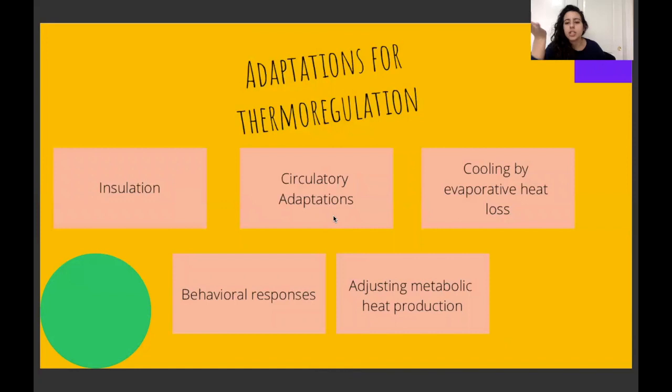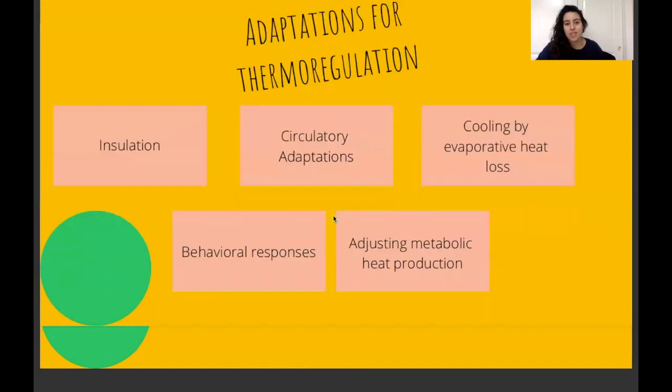Circulatory adaptations, cooling by evaporative heat loss. For those of you that sweat a lot, myself included, that's a form of cooling. Behavioral responses, adjusting metabolic heat production. So go through those, see if you really truly understand all 5 of them.